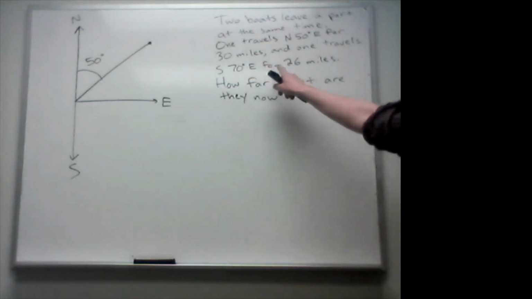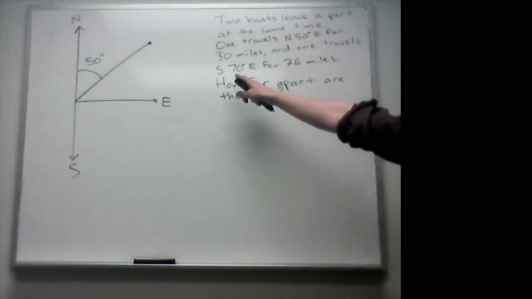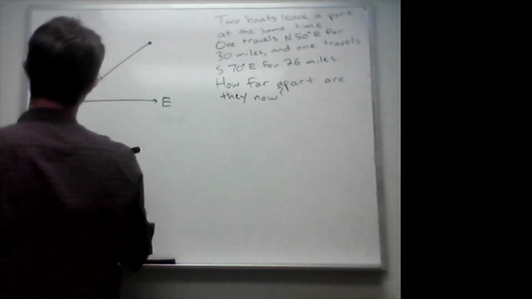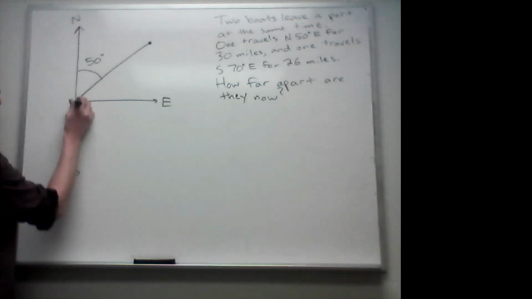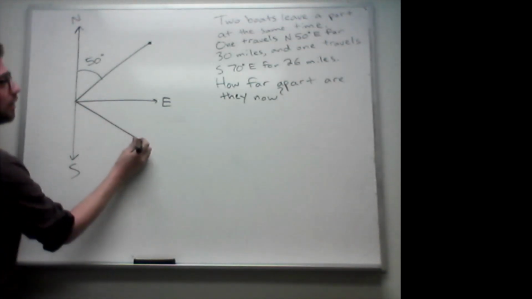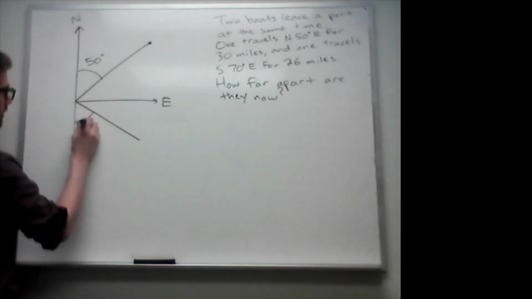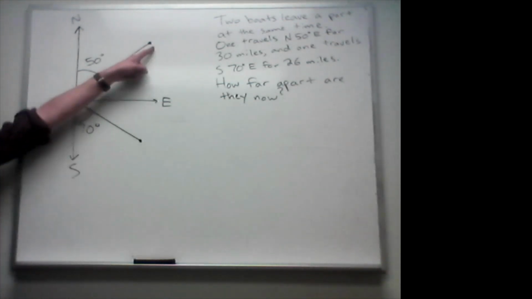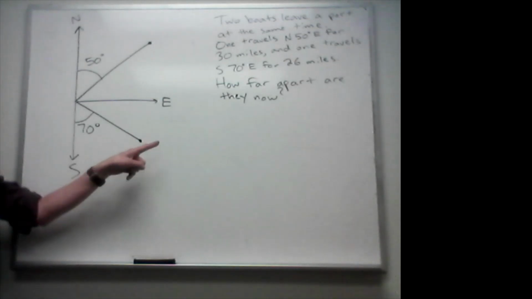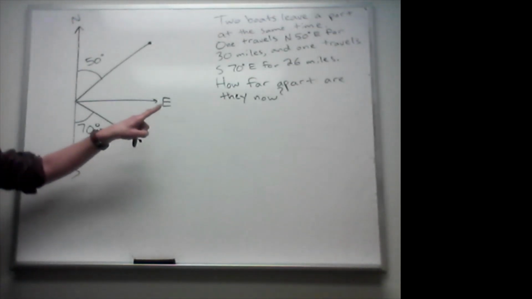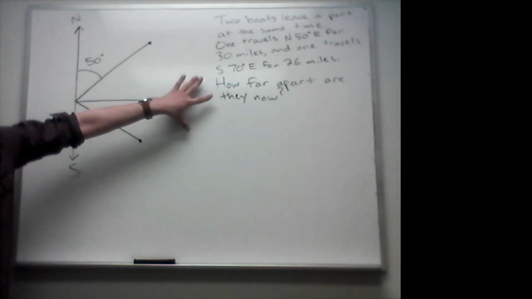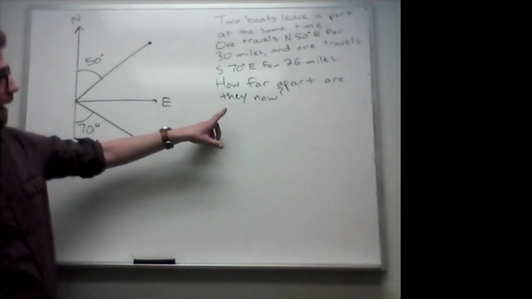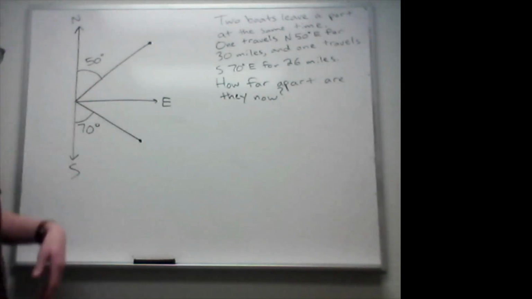So for 30 miles, and the other boat travels south 70 degrees east. That's the same exact thing. 70 degrees east of due south is just going to end up looking like that, for 26 miles. Boat 1, boat 2. So we want to know how far apart are they now.